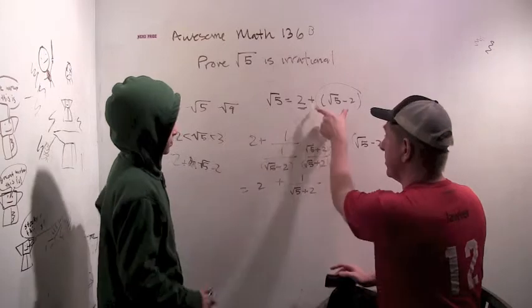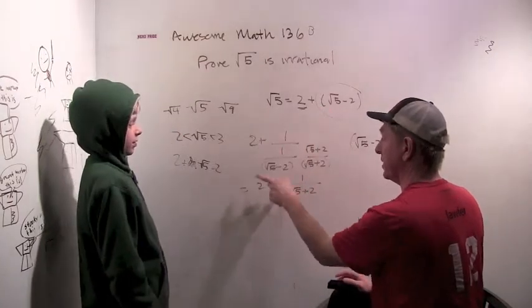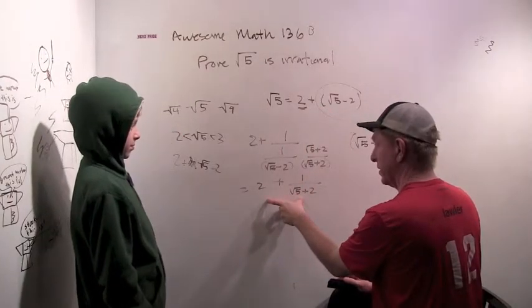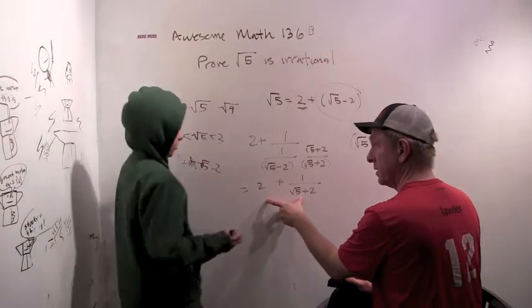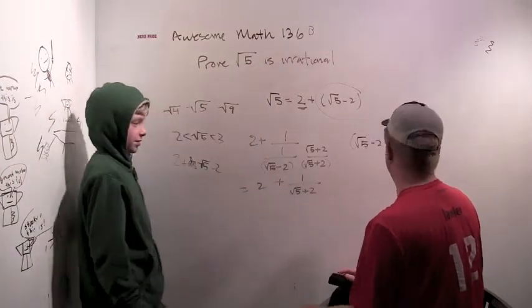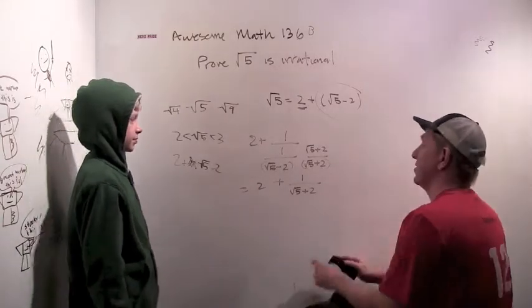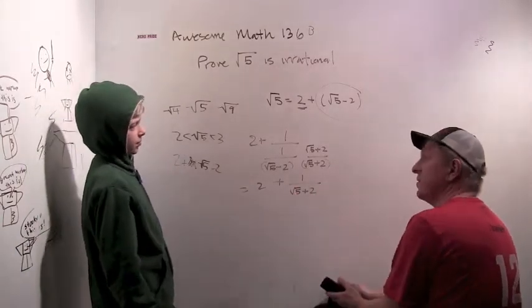So first we split, and then we flipped, and then we rationalized. Okay? So what do we do now? Well, now we have to do the same thing again. So what is the integer part of square root of 5 plus 2?